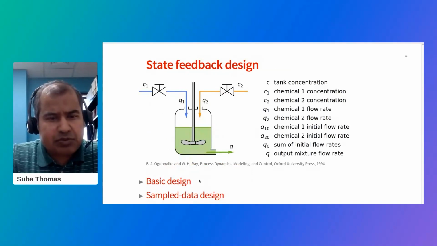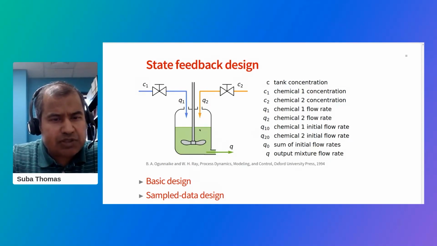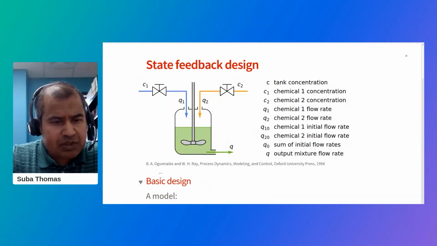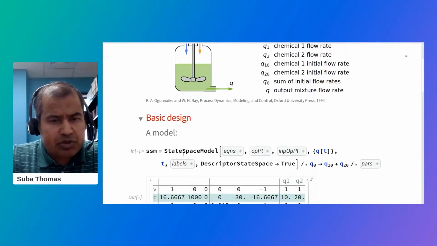I'm going to start with an example. Here I have an example of a control design. Here I have a chemical system with two chemicals coming into this mixing tank. The flow rates are what is available for me to control. These two chemicals have two concentrations, and they are mixed in this tank, and they have an exiting flow rate and an exiting concentration.